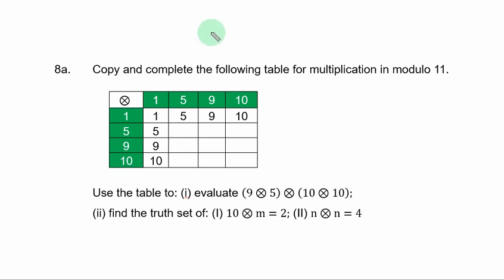Question 8. Copy and complete the following table for multiplication in Module 11. The table is there with some missing values. Use the table to evaluate 9 times 5 in bracket, times bracket open, 10 times 10. Remember figure 2, find the truth set of part 1, this equal to 2, and part 2 of Roman figure 2, this equal to 4.